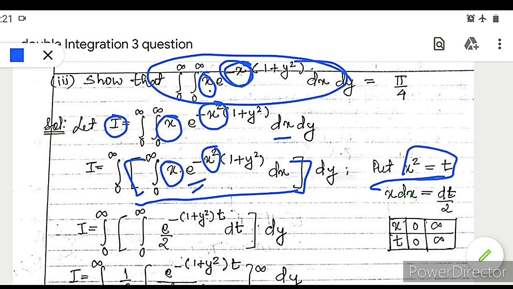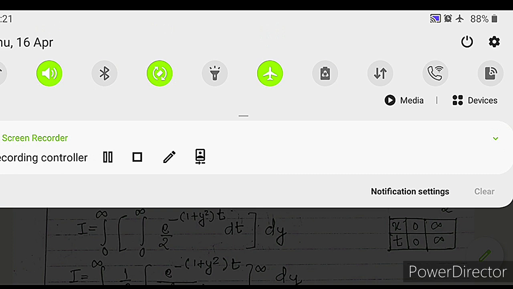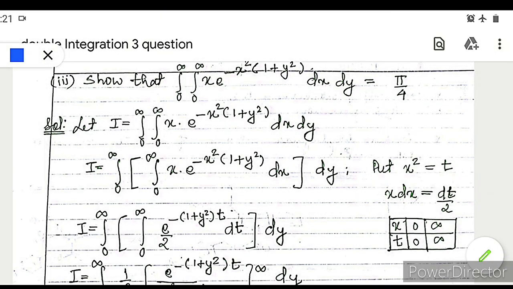So put x square equal to t and differentiate it. So we have 2x dx equal to dt, and finally x dx is equal to dt by 2. So this x and this dx, they both will give me the value dt by 2.